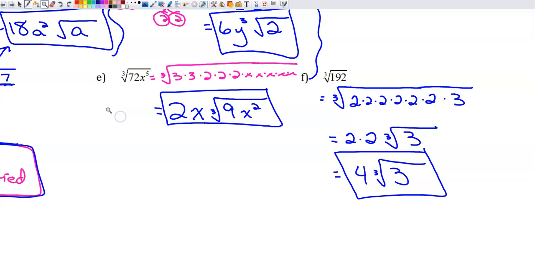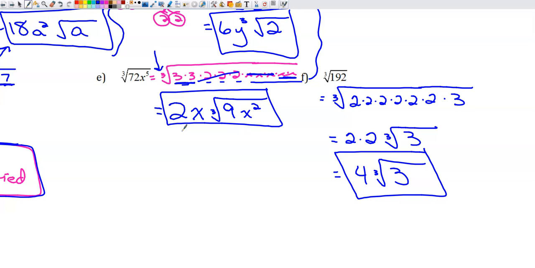On E, breaking it down, I should have gotten a 3 and a 3 and a 2 and a 2 and a 2. And then 5 x's. Because it's a cube root, I'm looking for triplets. 2 comes out. 1 of the x's comes out. Took me 3 to get 1, though. And I had 2 x's left and 2 3's left. Well, 3 times 3 is 9, and x times x is x squared. That's as far as we can go.